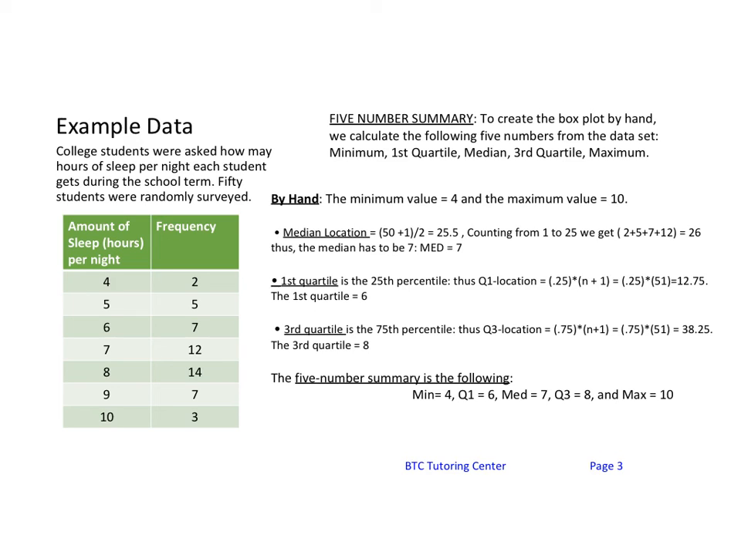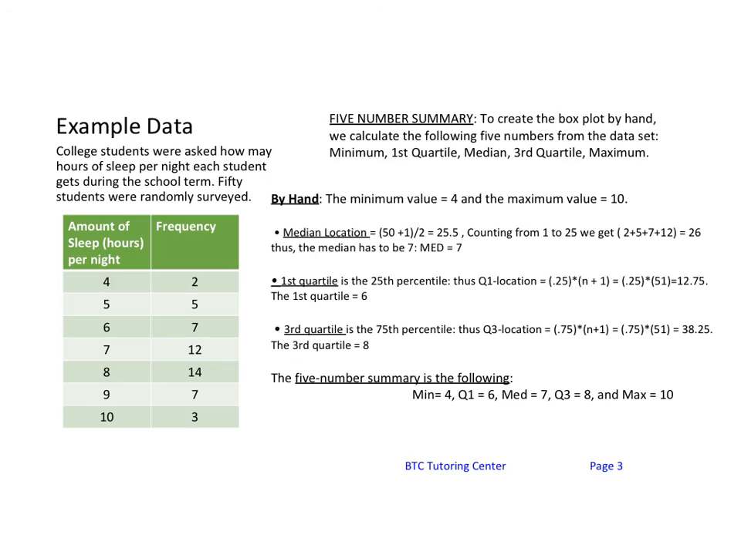So we count in our frequency column 1 to 25, and we get 2, 5, 7, and 12, and that's 26. So therefore, where our frequency is at the 12 stage has to include the 25.5 as well as 25. So our median has to be 7.